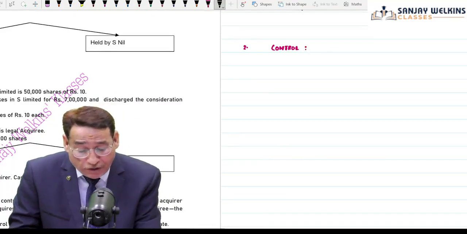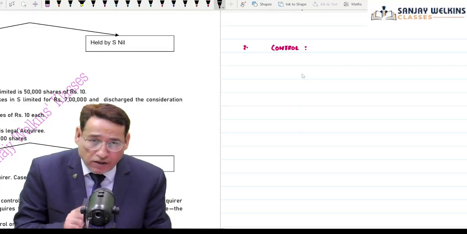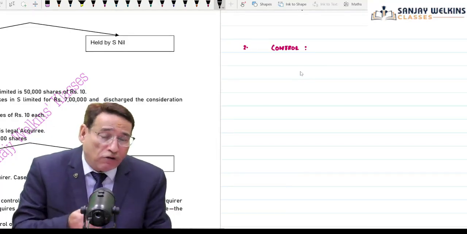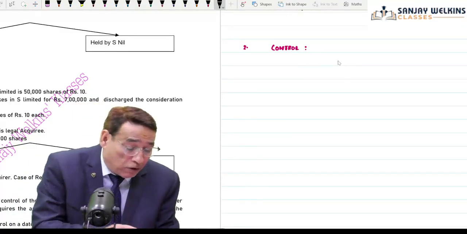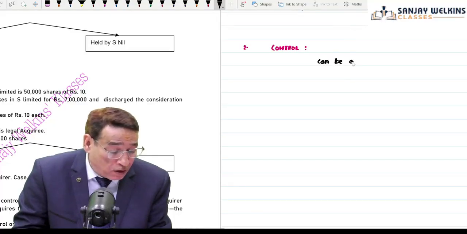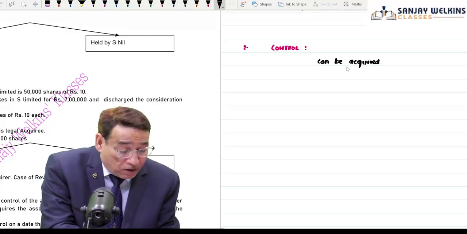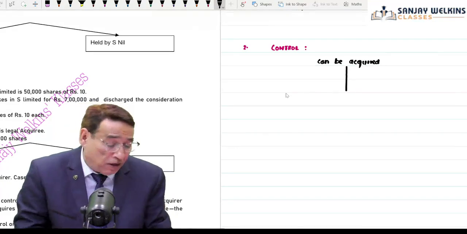By now, you are well aware that we can acquire control through majority stake, but control can also be acquired through some other methodologies. So control can be acquired by the investor entity in the other entity.